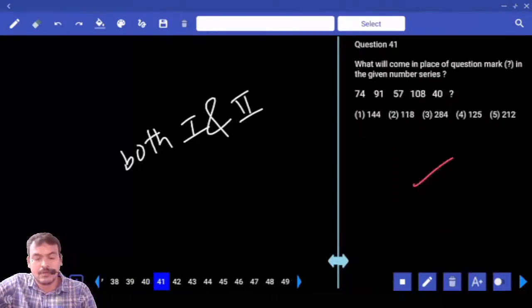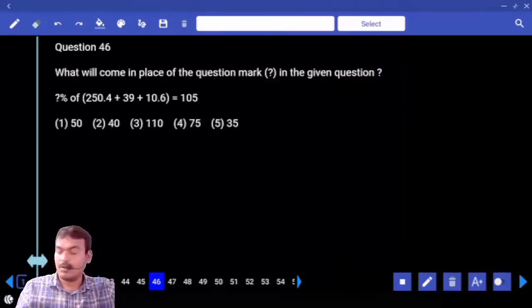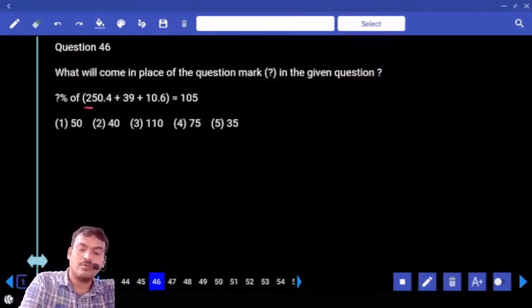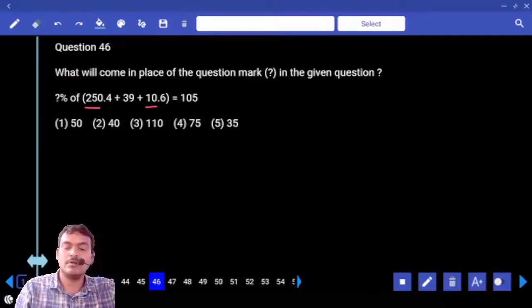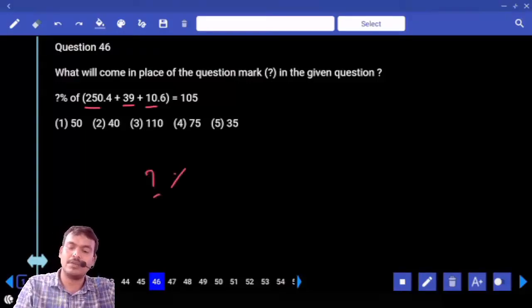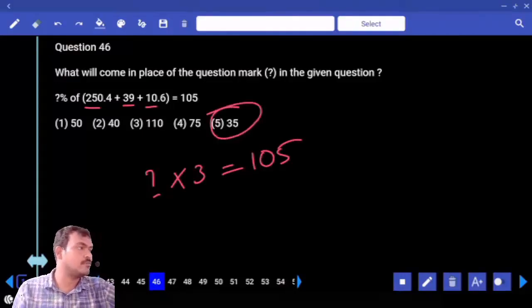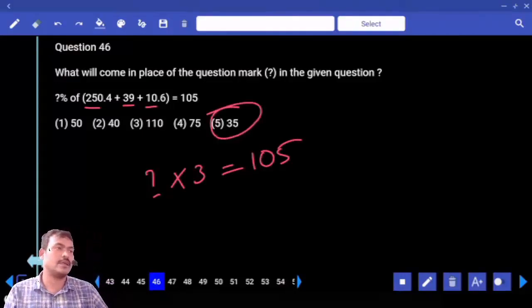Necessary or not? Next, 41 already complete. Next, 46. What is the left hand side bracket value? 250 plus 10, how much? 260. 39 plus 1, how much? 40. Total it is 300. What percent of 300 is equal to 105, or not? Then we write something into 3 equal to 105. How many times? 35 times, or not? Percentage, 2 zeros are cancelled, or not?